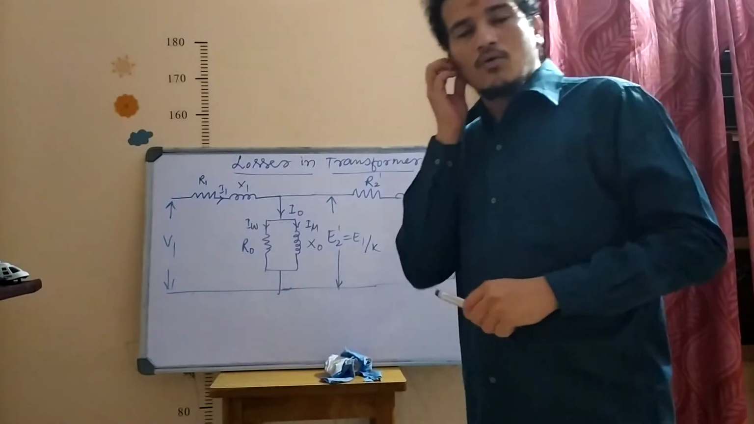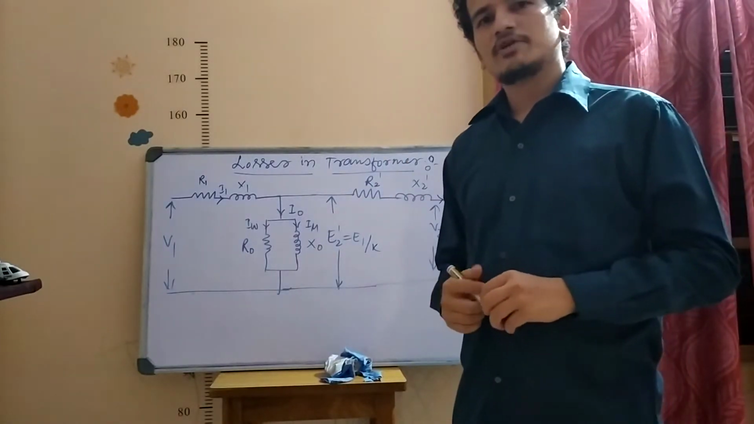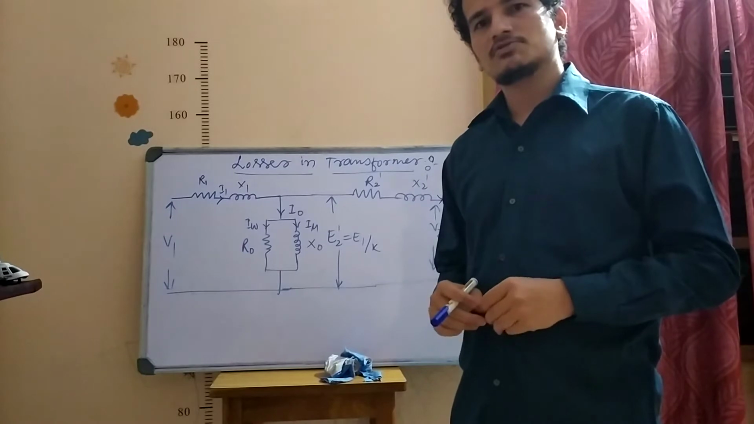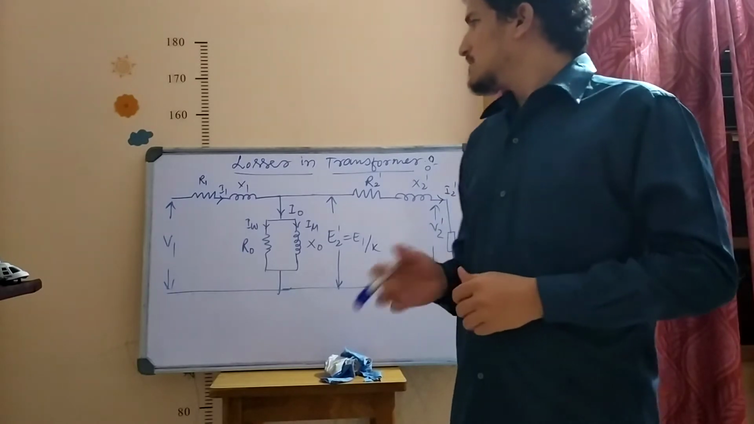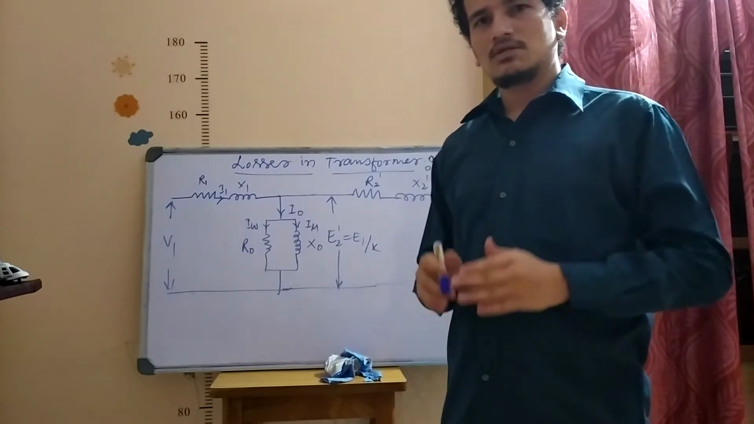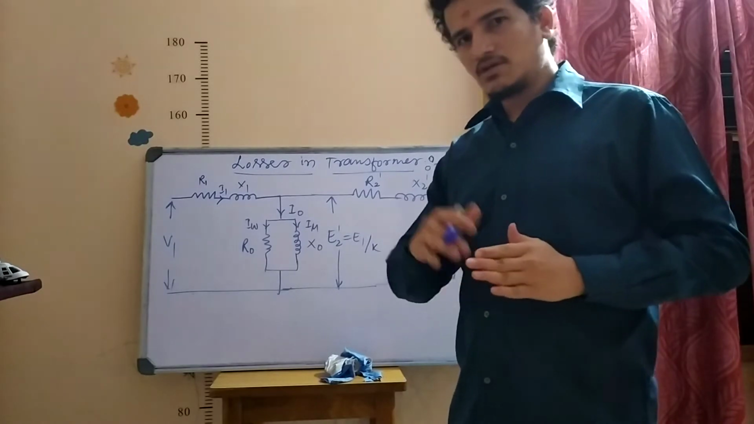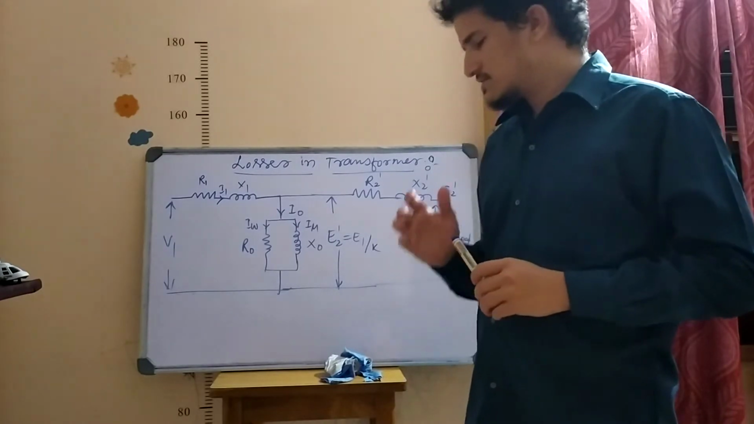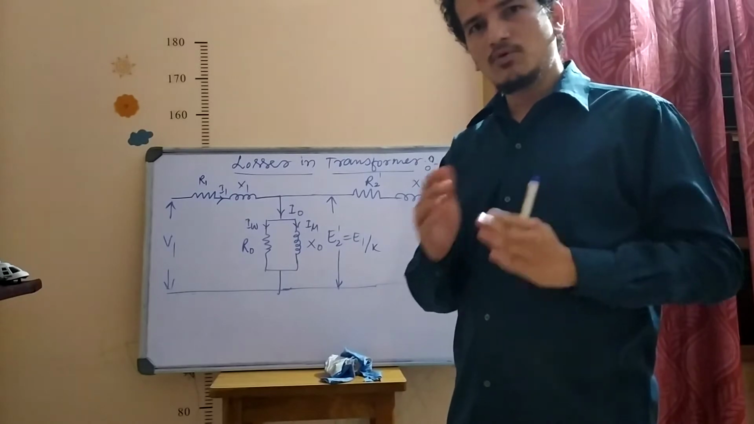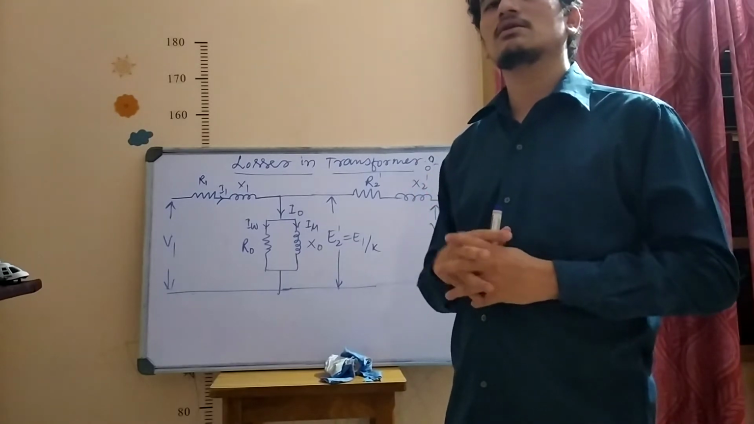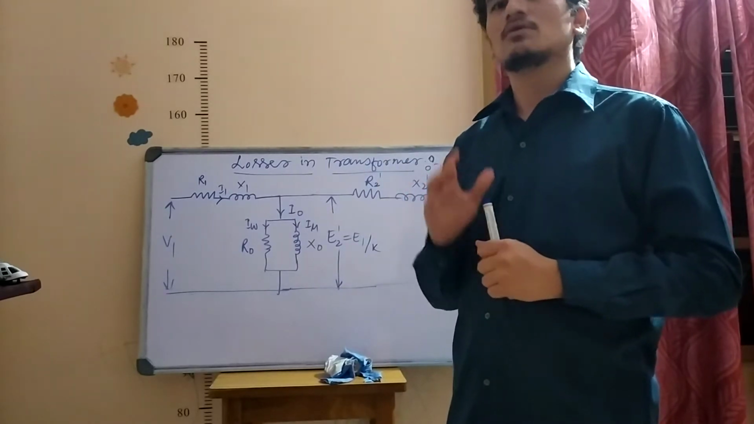So, welcome back to this lecture video on transformers in the basic electrical engineering course. In the last class we discussed the types of losses. We were in continuation of it. We have discussed iron losses. One more type of loss that is likely to occur in the transformer is copper loss.